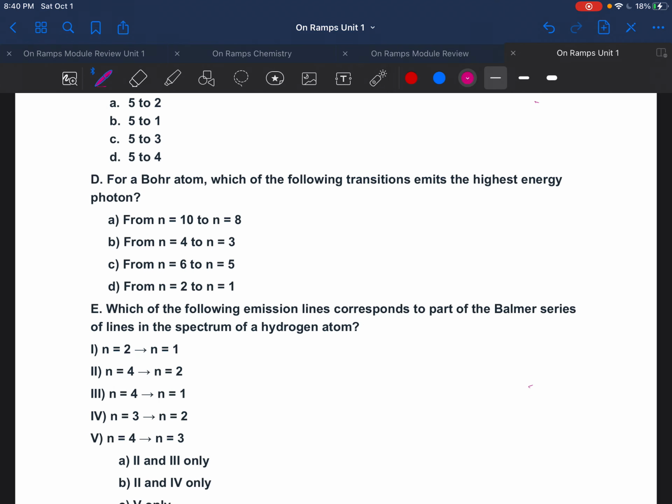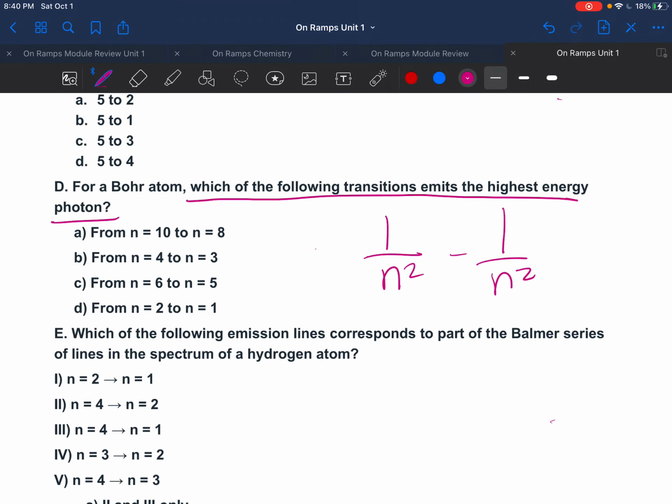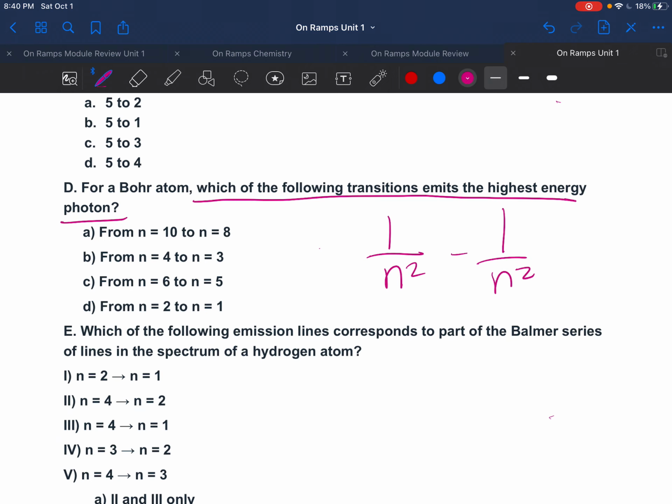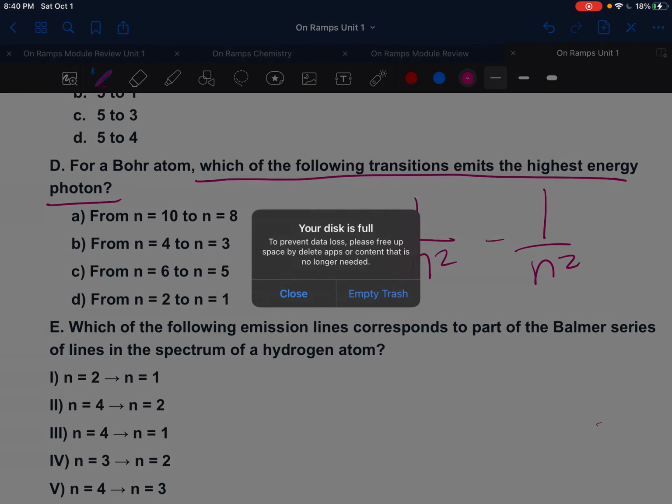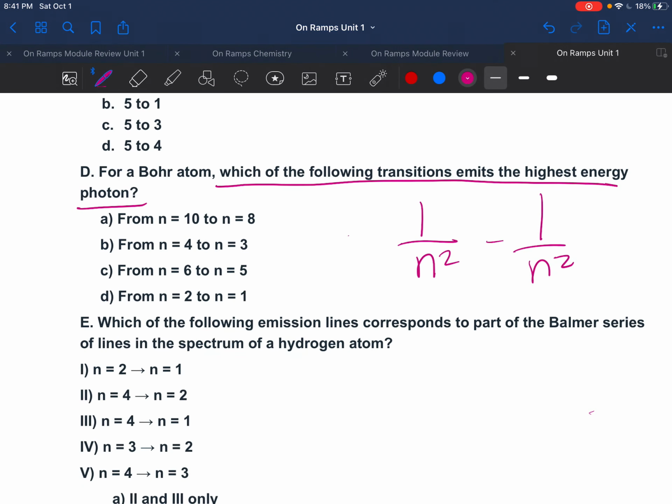Now let's put to use our Rydberg equation. Which of the following transitions emits the highest energy for the photon? You're going to use the equation with 1 over n squared minus 1 over n squared. Remember, the lower value goes first and the higher value goes second. This one's asking which of the following transitions emits the highest energy photon.